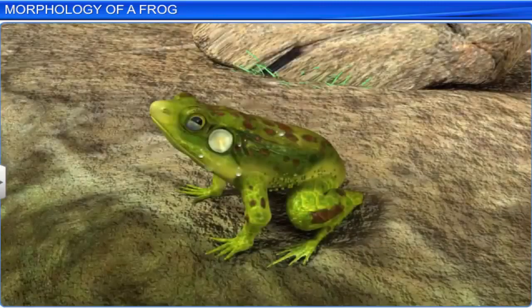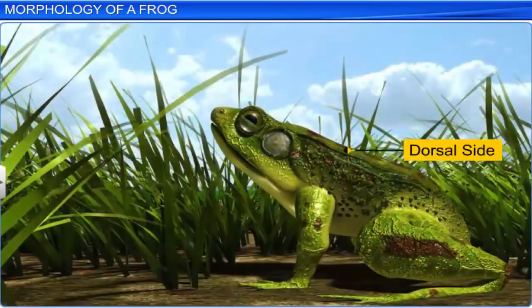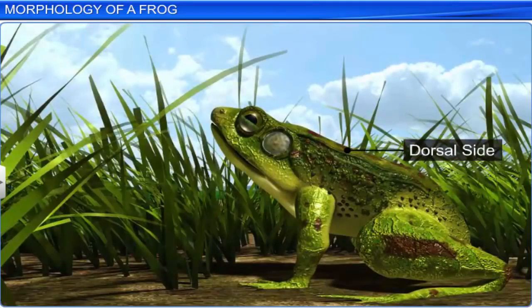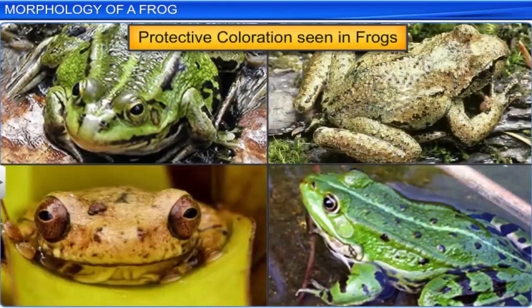Frogs are also known to camouflage themselves according to their surroundings to hide from predators. The dorsal side of their body is olive green with dark irregular spots, while the ventral side is pale yellow. This coloration of the skin makes the frog inconspicuous to predators and is also known as mimicry.